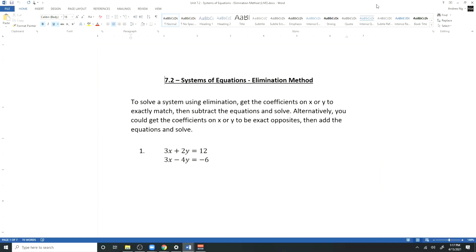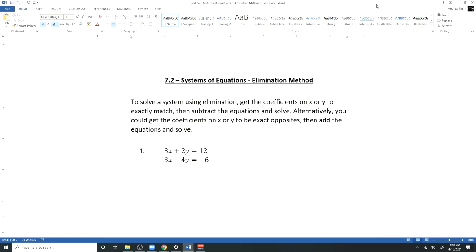If, however, I run into a problem where I don't have x the same or y the same, then I may need to do some, I guess we'll call it clever manipulation of those equations through multiplying in order to get those coefficients to be the same. We'll have examples of both, don't worry. All right, so let's take a look at this first example here.